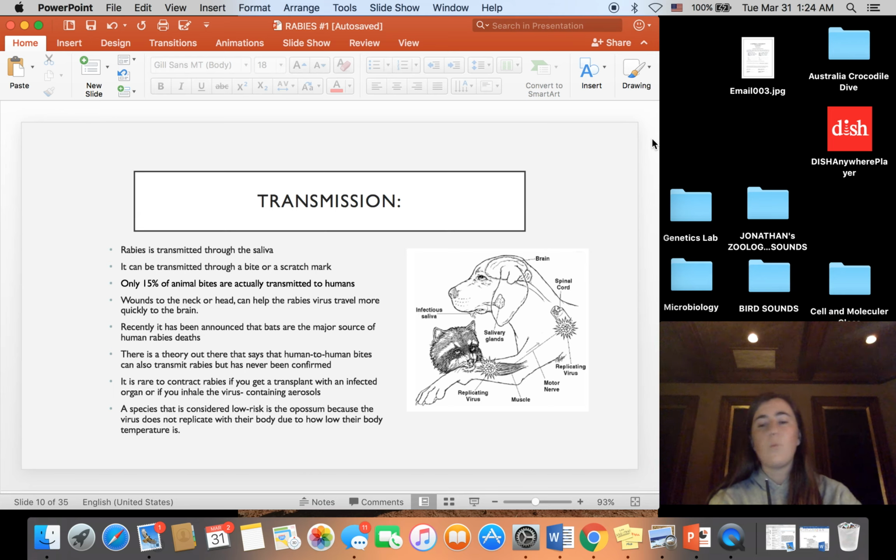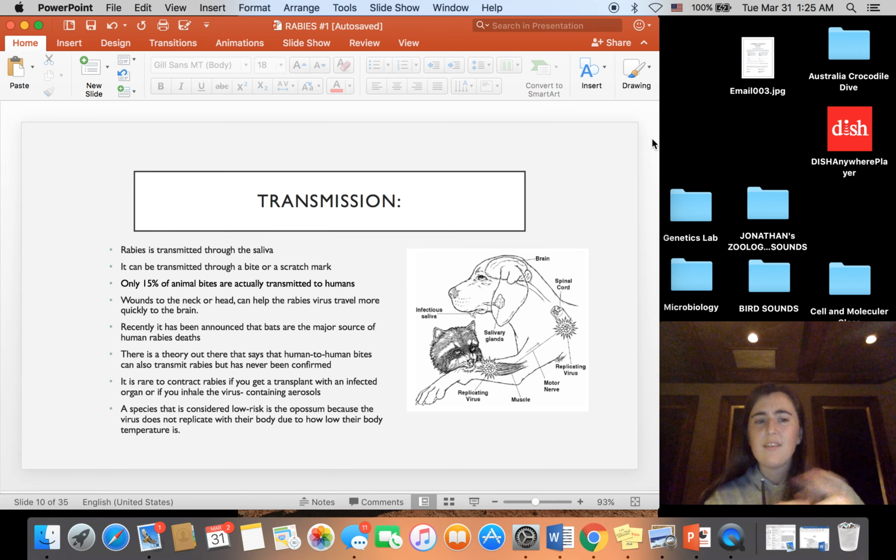Depending on where you were bitten depends on how fast the rabies virus will travel to the brain. Like, if you're bitten in the arm compared to the leg, it's obviously going to travel faster from the arm because it's closer to the brain. So that means the incubation period is going to be shorter than when it is in the leg.